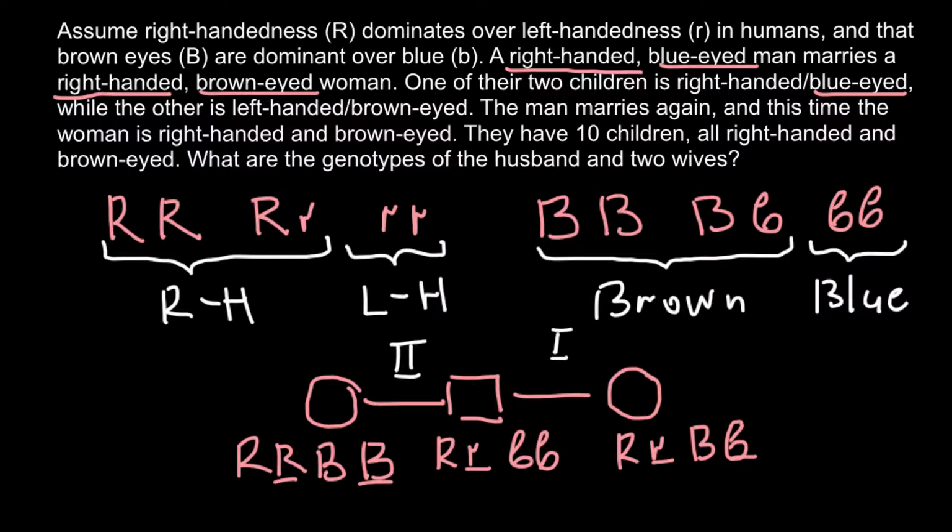So now we have all the genotypes for all three parents. Spouse, female in the second marriage. Here is the genotype of the female in the first marriage, and here is the genotype of the male.